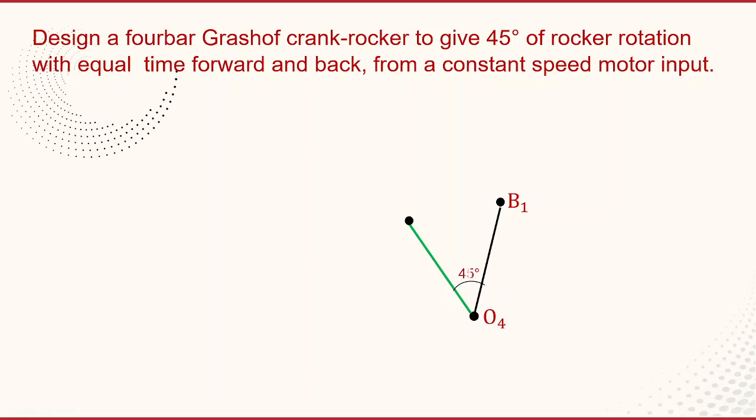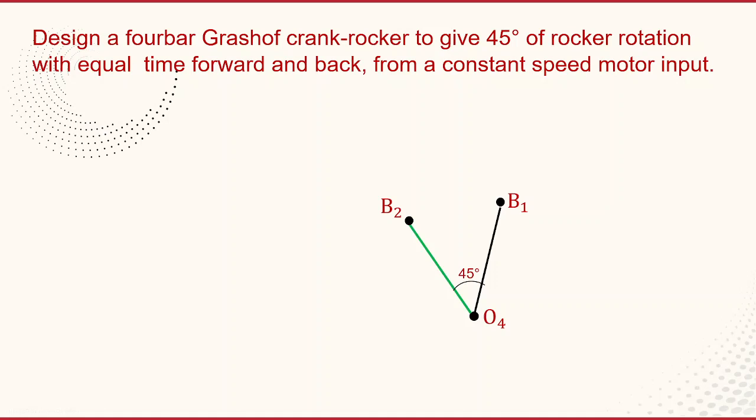Okay, that is assigned as B2. Now you can see that O4B1 is one position and O4B2 is the other position. These are the two extreme positions. So the rocker can oscillate about O4 from O4B2 to O4B1. That is a 45 degrees angle, which is given in the problem.